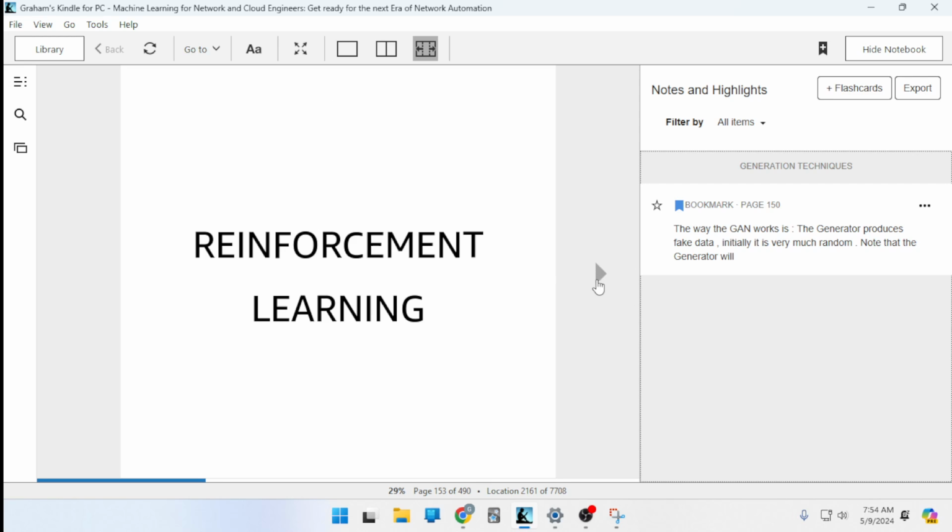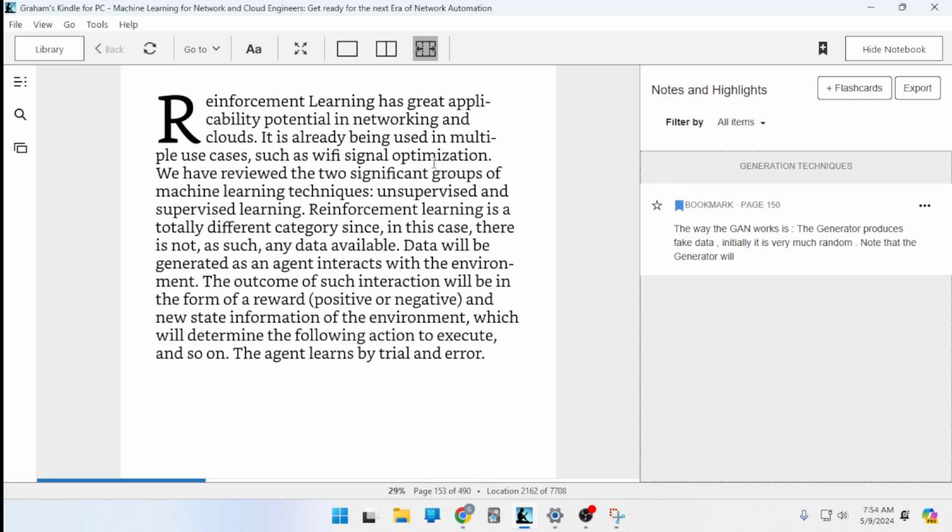Alright, so the next part is reinforcement learning. Reinforcement learning has great applicability potential in networking and clouds. It is already being used in multiple use cases, such as Wi-Fi signal optimization.